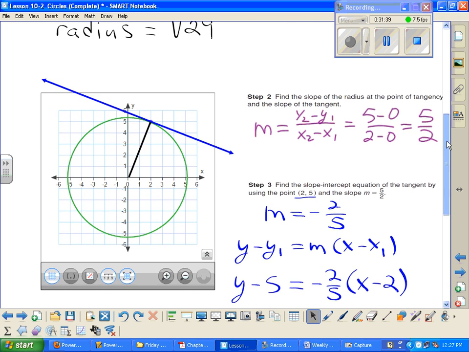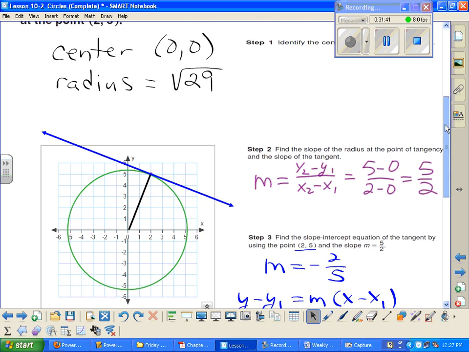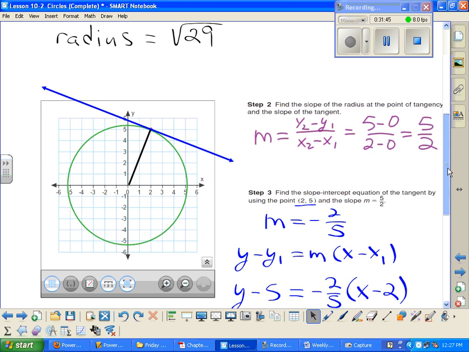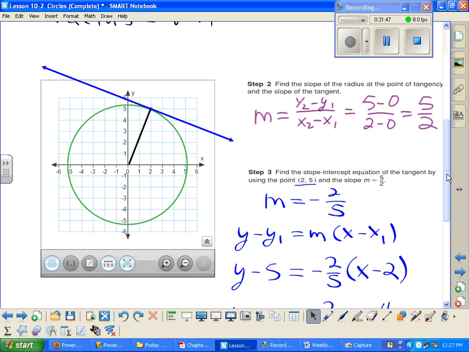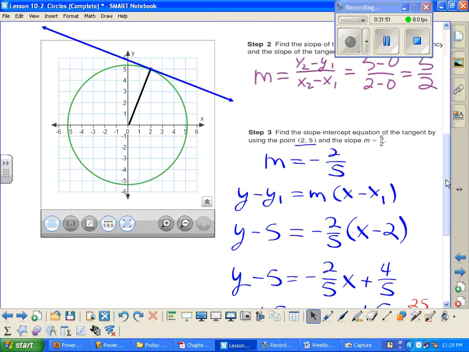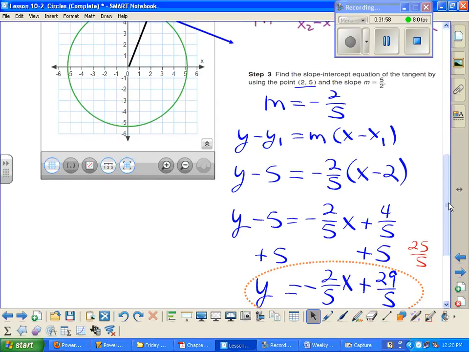So, to find the equation of the line that's tangent to a circle, find the center, find the slope. To find the line, we're going to do the slope as perpendicular, so opposite reciprocal, and then use the point-slope formula to find the answer then. Okay?